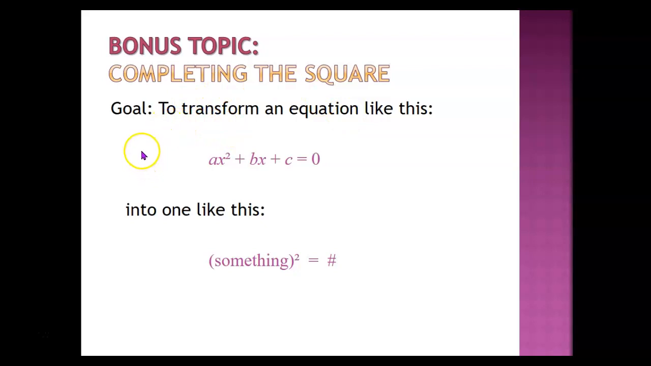The way this method works is we transform an equation like ax squared plus bx plus c equals 0 into the kind of pattern that we were dealing with in the last video, where you got something squared equal to some number, and then once you have it set up like that, we know how to deal with that. You just say, okay, then the something equals plus or minus the square root of that number. So completing the square is the process of getting something into that form in the first place.